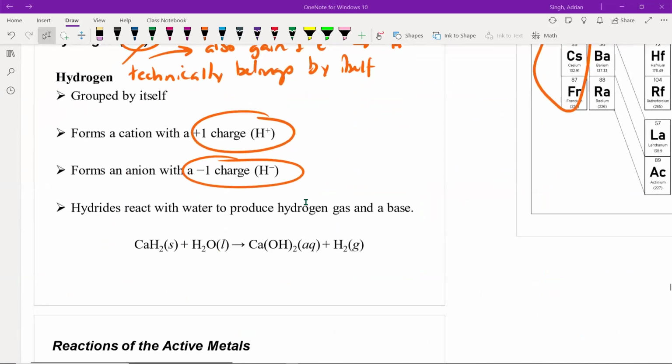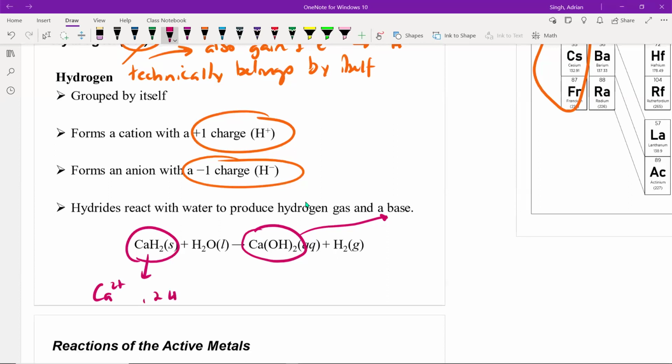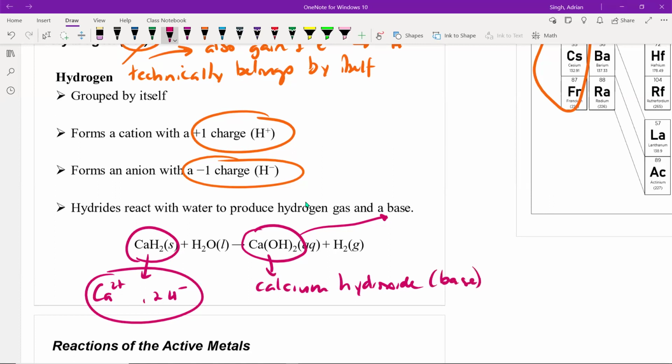An important characteristic of our hydrides, for example, is that they can react with water to form hydrogen gas, and then we also get a base, which in this case is the calcium hydroxide in this example. All right, so we have calcium hydride here. This is made up of the Ca2+, and then we also have 2 hydride ions. Right, these come together to make the ionic compound. These can react with water. This forms calcium hydroxide, which is the base. We'll talk about acids and bases in the next section. And then we also get hydrogen gas as one of the products.